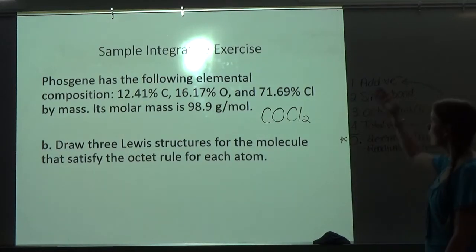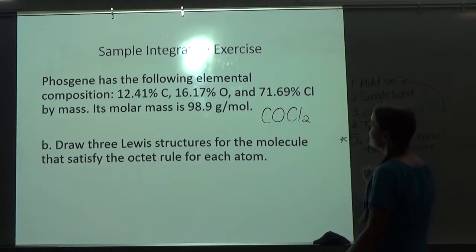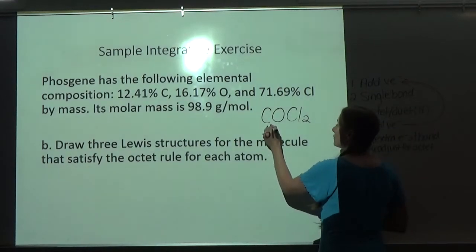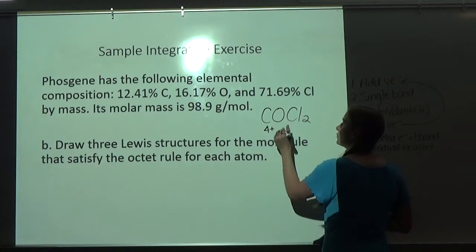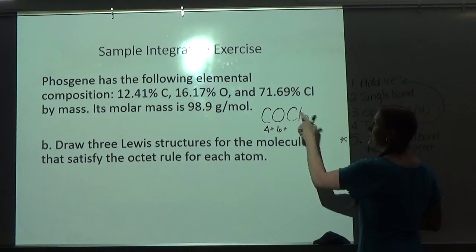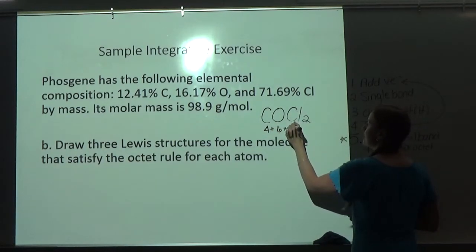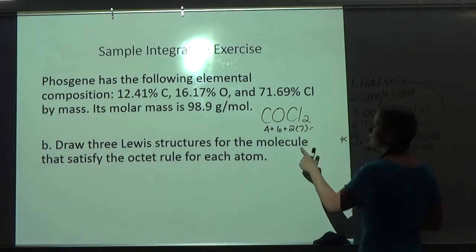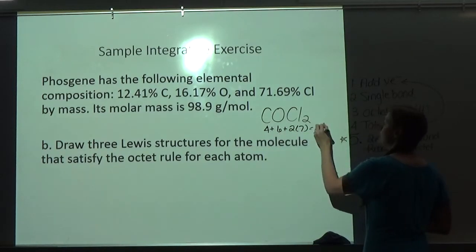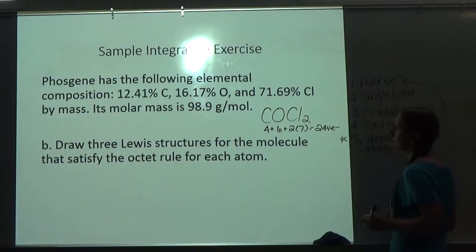Okay, so we got to draw our Lewis dot structure. So first step is I'm going to add my valence. So C is in group 14, so it has 4. O is in group 16, so it has 6. Cl is in group 17, so it has 7 times 2. So we have 14 plus 10, which is 24 valence electrons to work with.